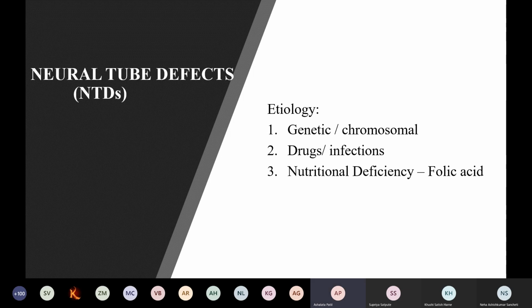Again, various factors are responsible for this. It can be genetic variations or chromosomal abnormalities, even drugs or infections during the pregnancy period may lead to neural tube defects, especially anticonvulsant drugs if the mother is taking them, as they have adverse effects on development. Even nutritional deficiency, an important one being folic acid deficiency, again leads to these various neural tube defects.